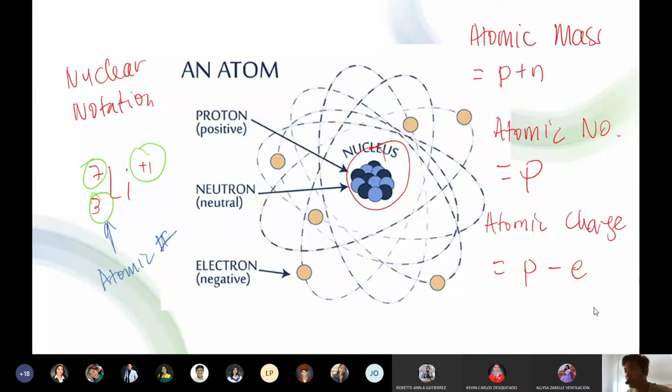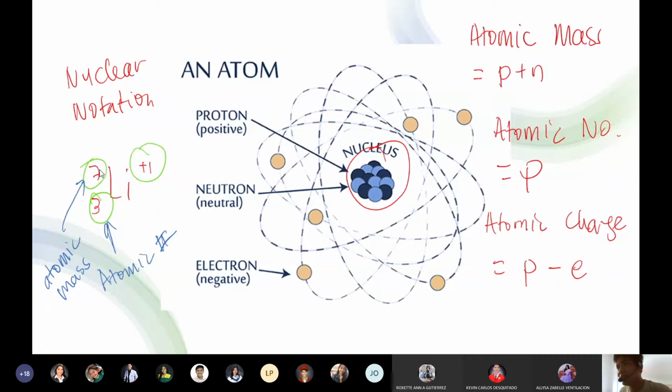So, looking at lithium, how many protons does it contain, or what is its atomic number? Edi 3, di ba? The number on the top left naman is the atomic mass. Okay. So, atomic mass corresponds to the sum of the protons and neutrons. So, for this time, the atomic mass is 7. So, if lithium contains 3 protons, how many neutrons does it contain?